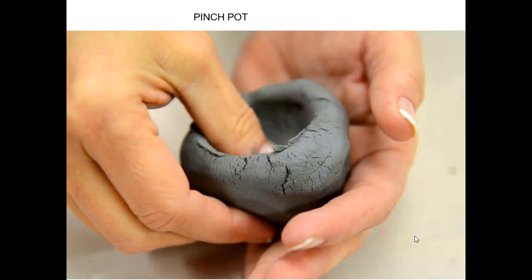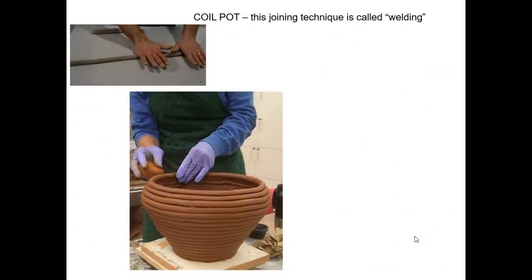And we looked at simple ways of making clay objects. The pinch pot is essentially taking a ball of clay, sticking your thumb into it, and then pinching the wall to create a bowl shape or a vase shape. The coil technique involves rolling the clay out into snakes or coils and then basically stacking those coils one on top of the other to form the walls of the pot.